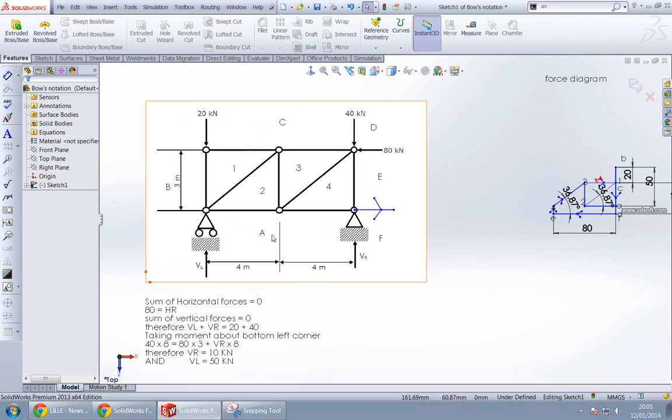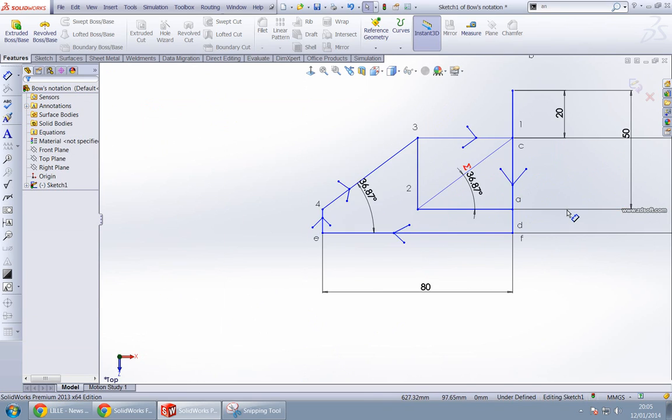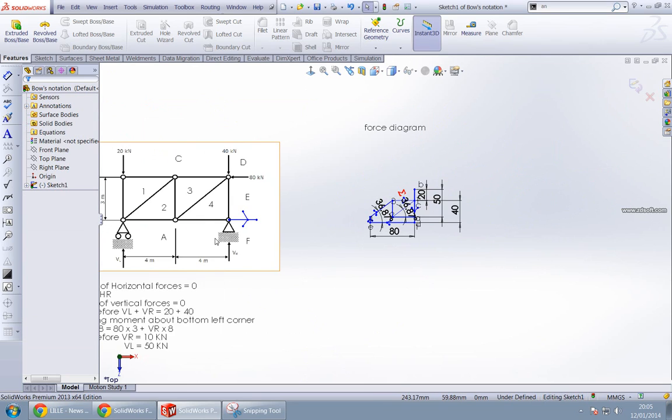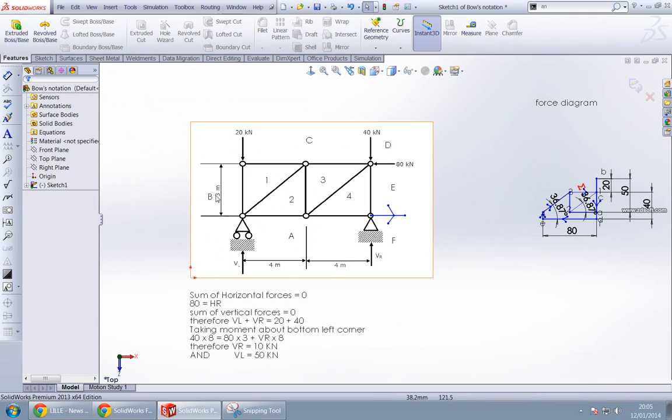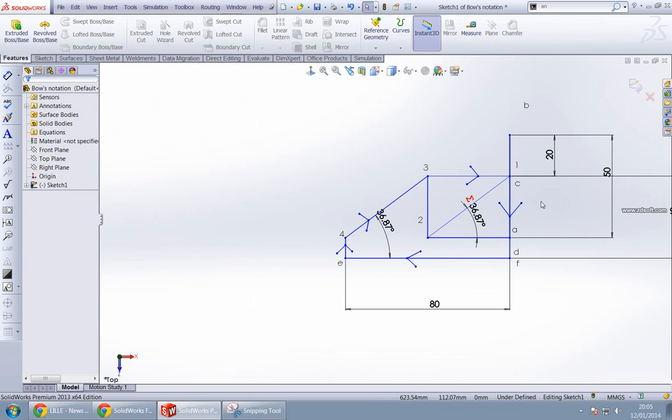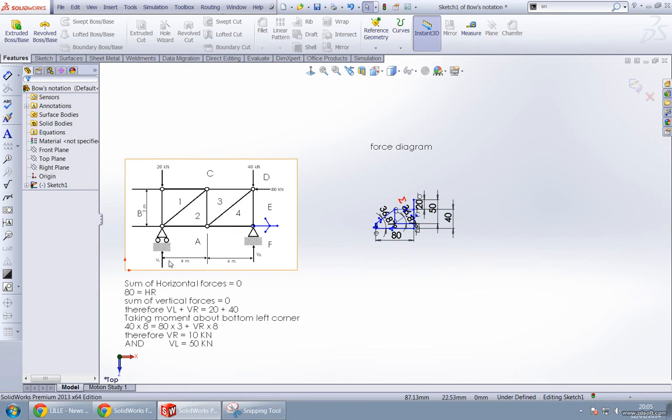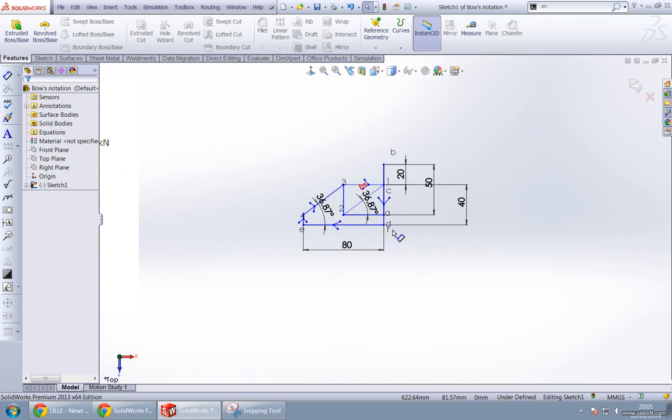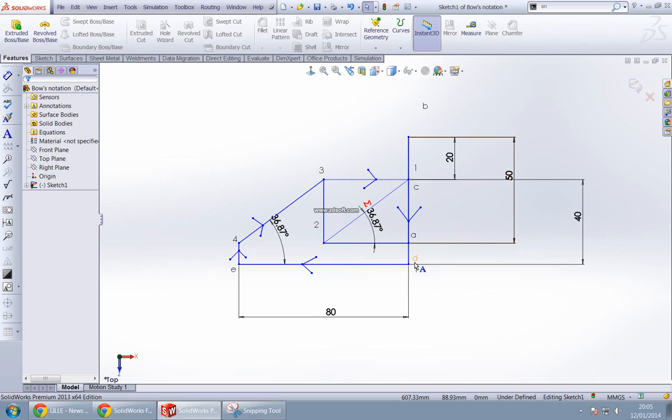Between A and B, it comes downward and goes in a rotation like this. Now, I'm sorry, it was between C and D. So it was this line C and D, which comes and goes like this.